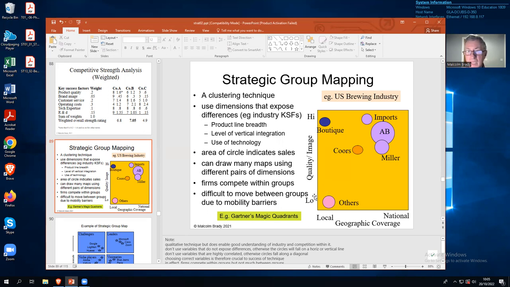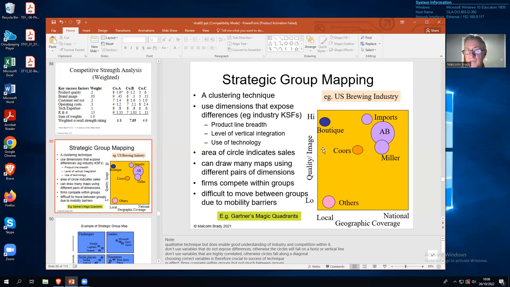So now you simply plot. For example, Coors here is about halfway up, say 0.5 in terms of quality image, and then say 0.4 in terms of national or local cover. So it's a regional operator here in the middle, and you plot Coors on that. This is, say, the US brewing industry. This is taken from a textbook a number of years ago, so it's probably a little dated, but it illustrates the way the technique works.